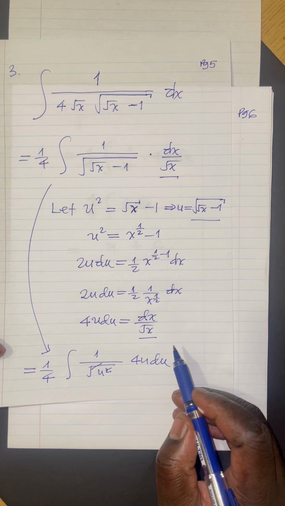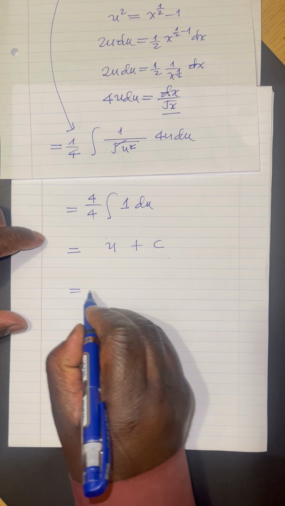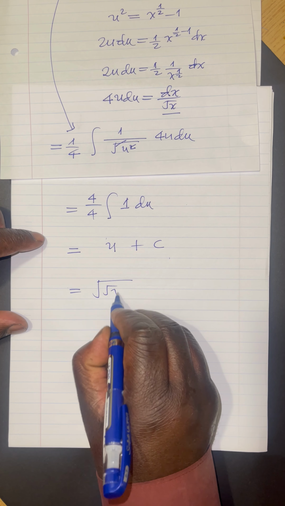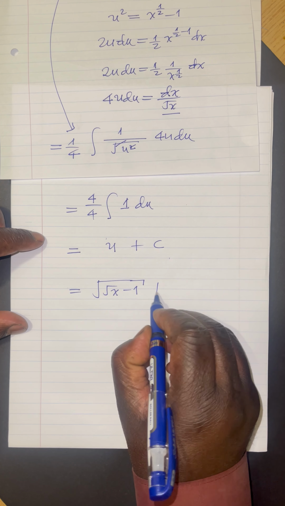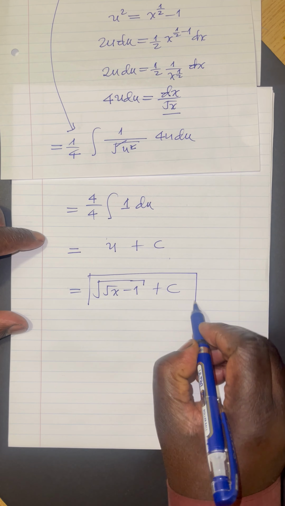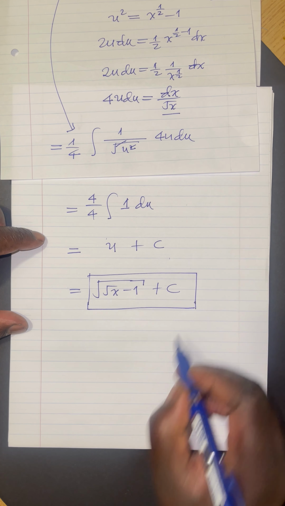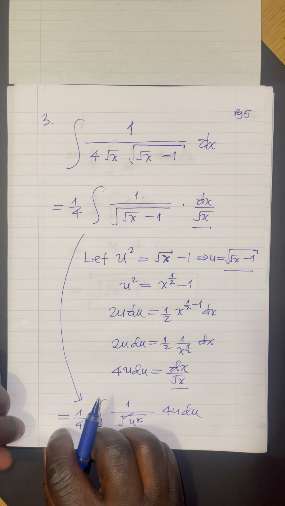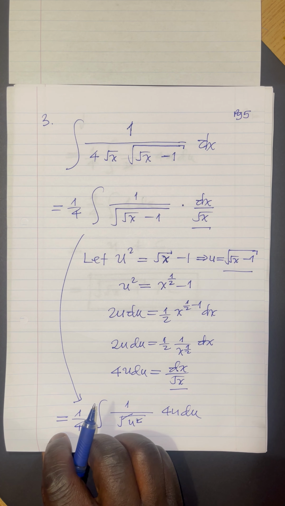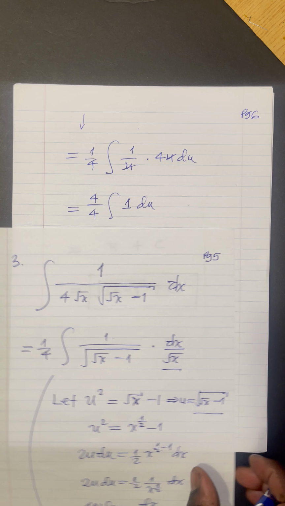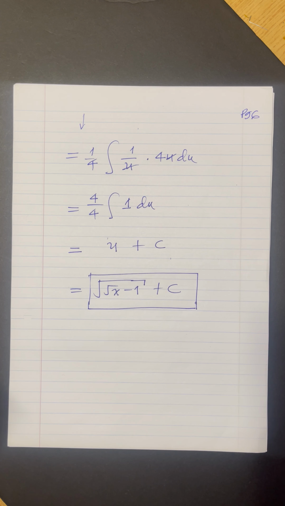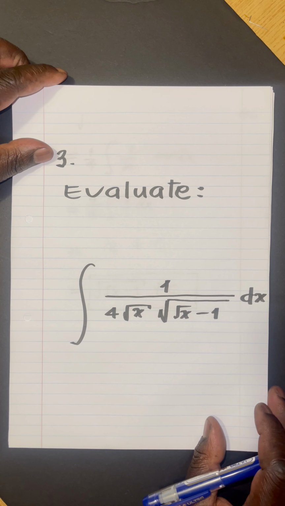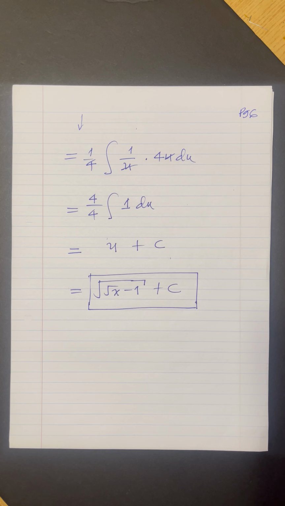But what is u? I told you, u is this expression there. So now my answer is square root of x minus 1 plus c. That's my final solution to integral number 3. Very interesting, actually. Looking intimidating, but with u-substitution and a little bit of cleverness there, we are able to evaluate this integral that's looking not so nice. Let's look at the fourth one.